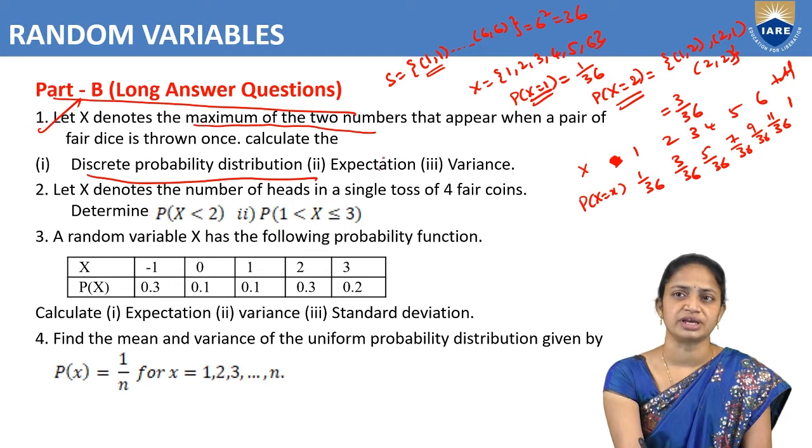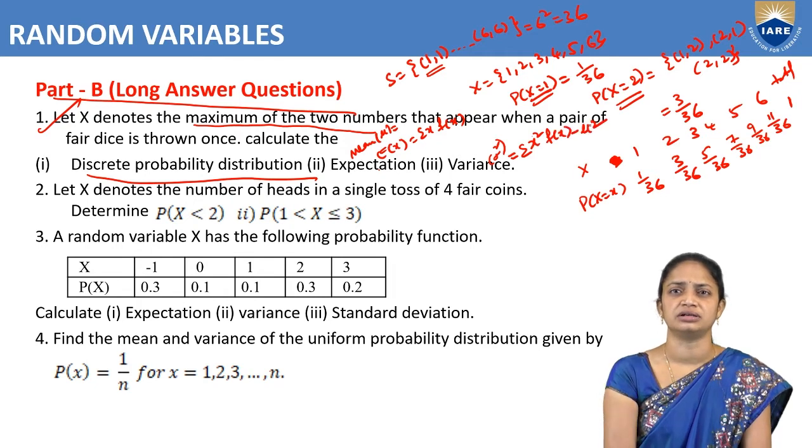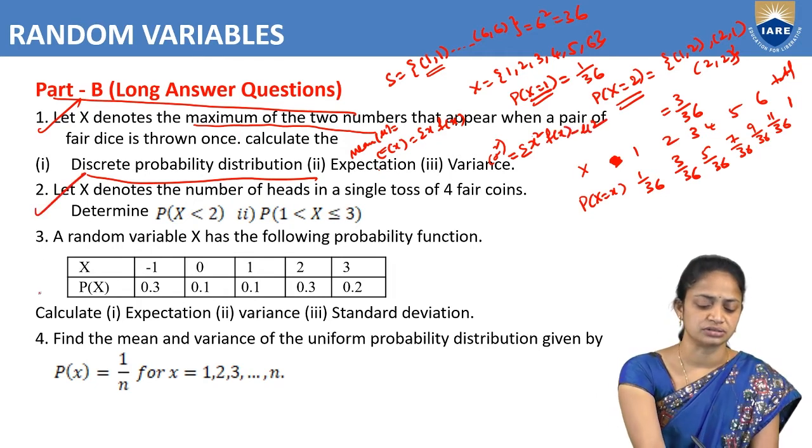The expectation of x is nothing but the mean, mu, equal to summation x into f of x. Coming to the variance, that is sigma square equal to summation x square f of x minus mu square. This is the formula.